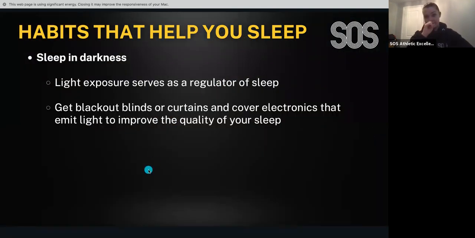And then again, like I say, make your bedroom like a cave. You want to sleep in the darkness as well. So as Greg said, we do respond to light. So yeah, when we're looking to go to sleep, you want to make that room as dark as you can.